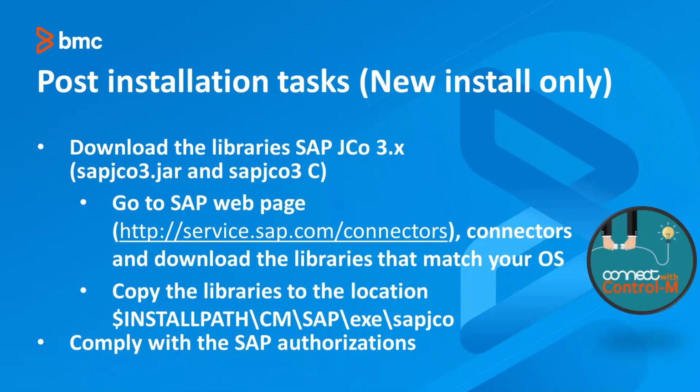This post-installation task only applies to a new Control-M for SAP plugin. Before testing the plugin of Control-M for SAP, we must download the SAP JCo 3.x files from the SAP download portal. These files are libraries that are mandatory in order for Control-M for SAP to run. The libraries must match the operating system. You must copy the libraries to the location of Control-M for SAP. Make also sure that Control-M for SAP complies with the SAP authorizations.